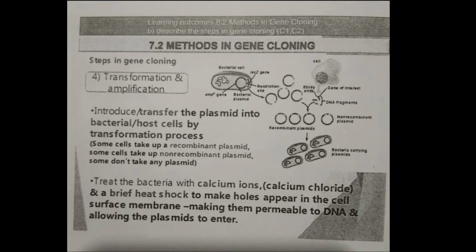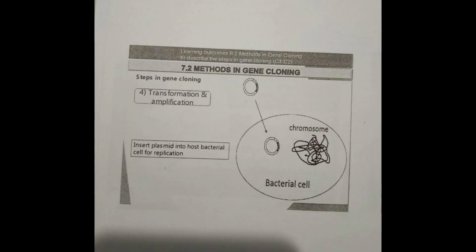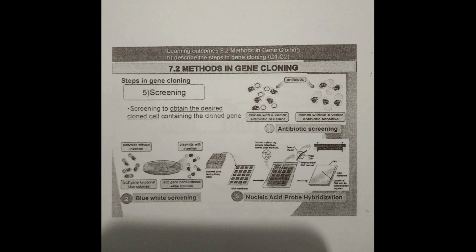Treat the bacteria with calcium ions and a brief heat shock to make holes appear in the cell surface membrane. This makes them more permeable to DNA, allowing the plasmids to enter. In other words, insert the plasmid into the host bacterial cell for replication. Next, screening to obtain the desired clone cell containing the cloned gene.